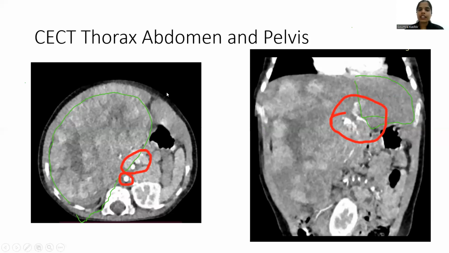So this is the arterial phase of the CECT, in which the tumor mass is getting enhanced. Here, this is the branch of the hepatic artery. Okay, I'll just annotate.